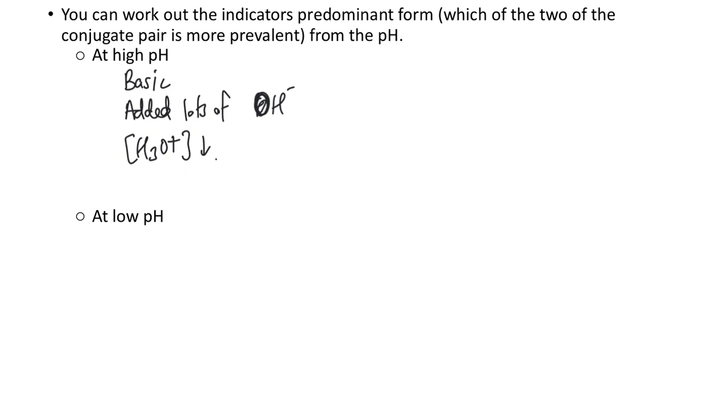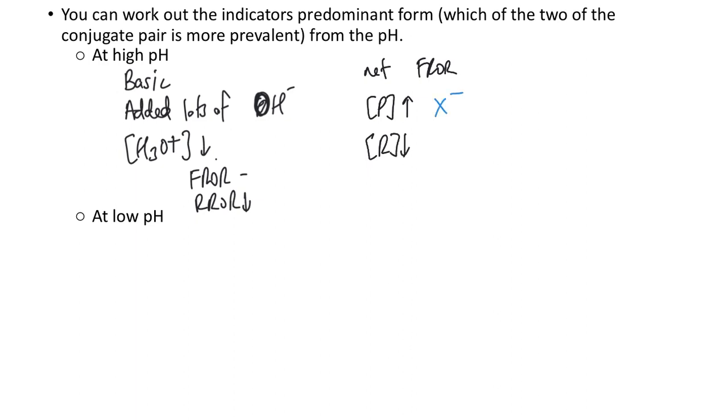If I go through that again, the forward rate of reaction is unchanged. The reverse rate of reaction goes down. Then there's a net forward rate of reaction. Therefore, the concentration of products goes up and the concentration of reactants goes down. This being the X minus, this being the HX, the predominant form would be the X minus, which happens to be the conjugate base.